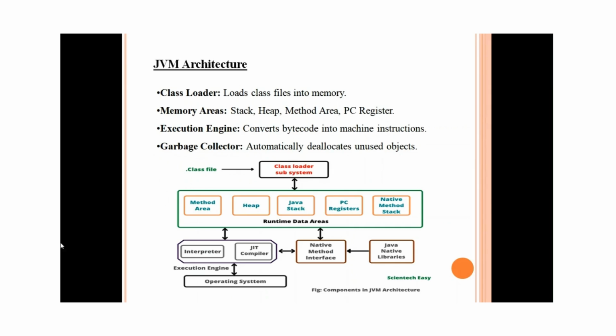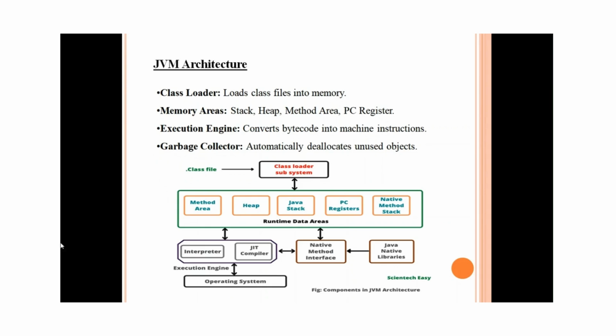The execution engine converts the bytecode into machine-understandable instructions. After the compilation of the code, the bytecode is generated, and this bytecode is converted into machine-understandable language. The garbage collector automatically deallocates unusable objects. This is the analogy of the JVM architecture.